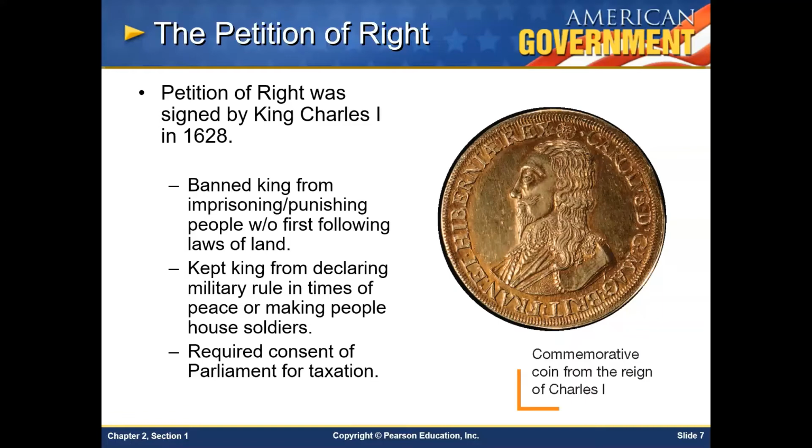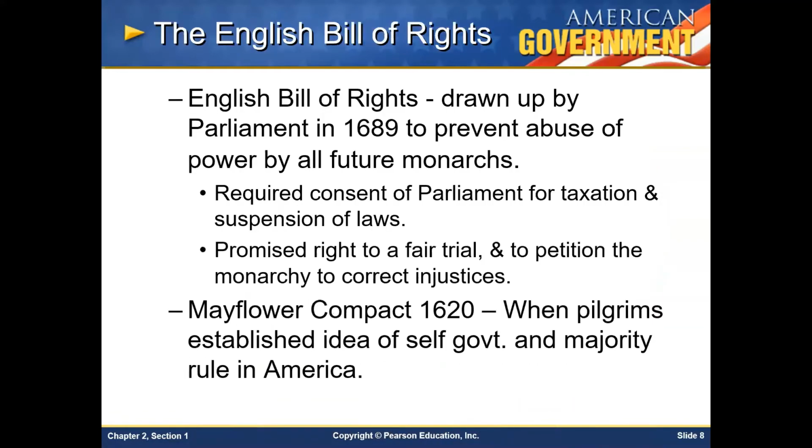The third English document we'll look at is the English Bill of Rights. It was drawn up by Parliament in 1689. So we've got Magna Carta 1215, the Petition of Right in 1628, and about 60 years after that, we have the English Bill of Rights. And again, it was designed to prevent abuse of power by the monarchs. So it required the consent of Parliament for taxation and the suspension of laws, promised the right to a fair trial, and to petition the monarchy to correct injustices.